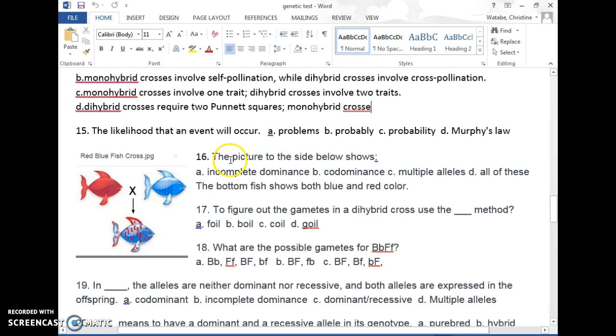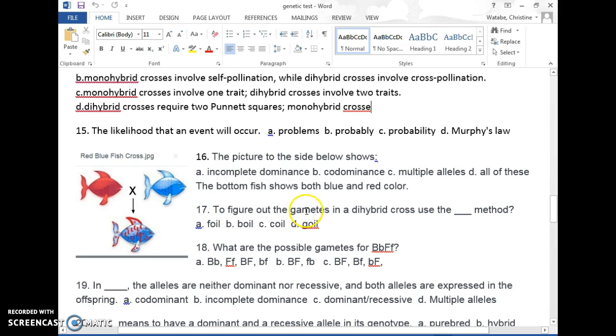Question 16, the picture to the side below, the picture right here with the fish shows what? A, incomplete dominance, B, codominance, C, multiple alleles, D, all of these. Notice the bottom fish shows both blue and red colors. So the one on the left is red, the one on the right is blue, and they have a baby fish that has both colors.